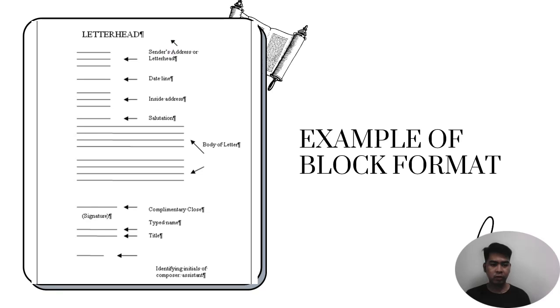So in block format, the date and the inside address should be separated by two blank spaces, and every other component between the salutation and complimentary close should receive one full blank space of separation. And finally, there should be at least three spaces between the complimentary close and the signature block.